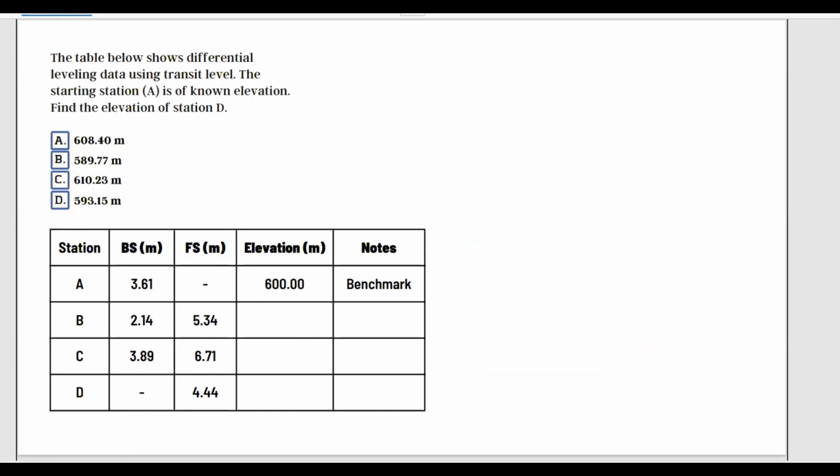Next problem. The table below shows differential leveling data using transit level. The starting station A is of known elevation. Find the elevation of station D. We've worked on a similar problem before, and I'm going to quickly go over this. So for those of you who have not seen my previous video, if I have station A and then station B somewhere here, and let's say this is the way the land goes.